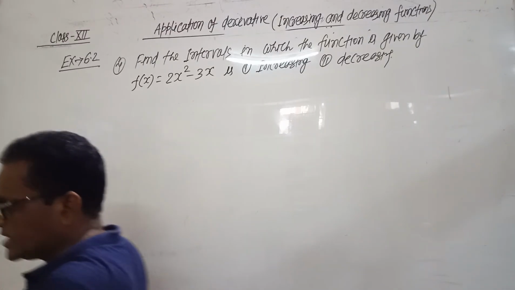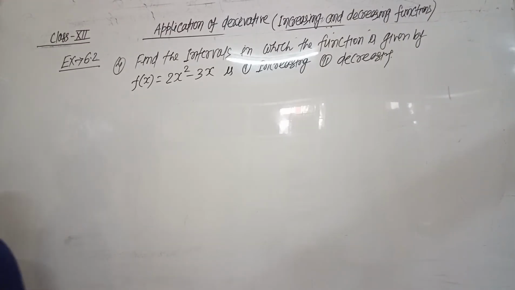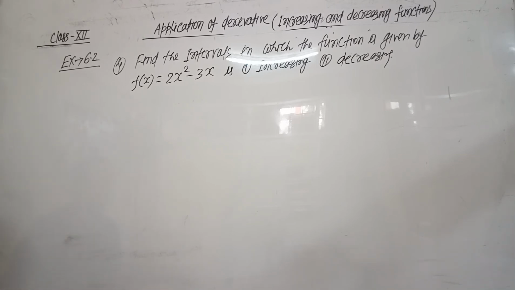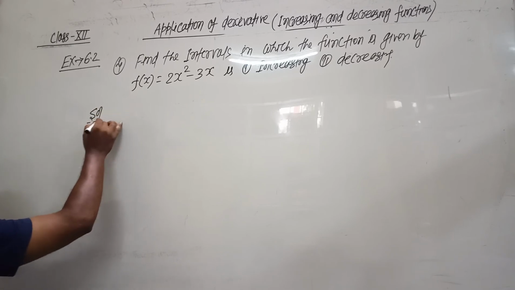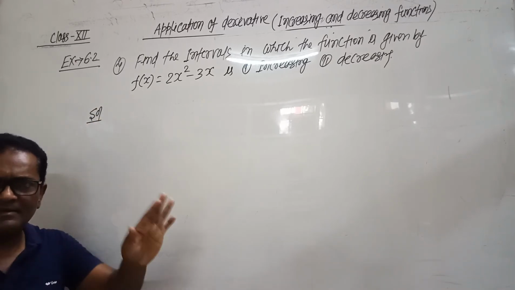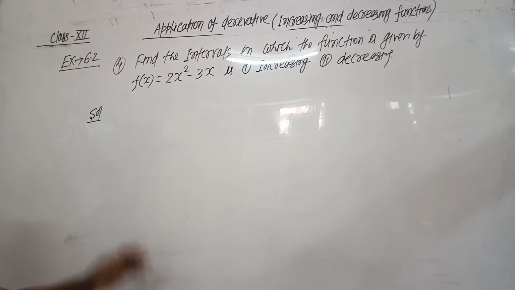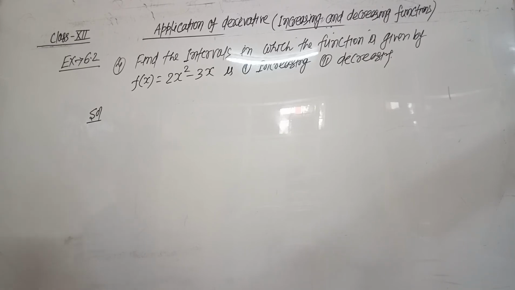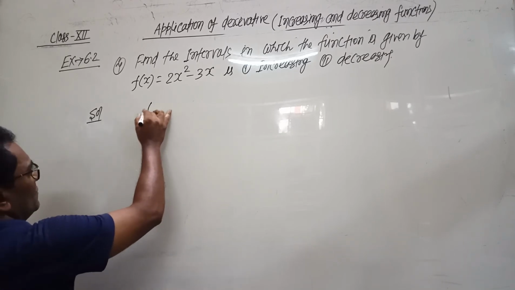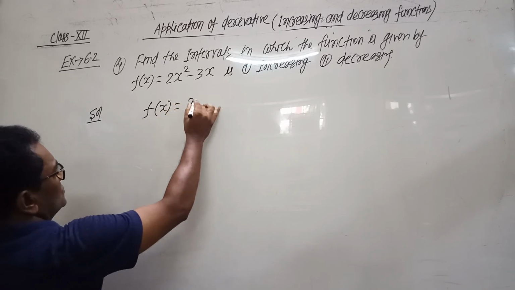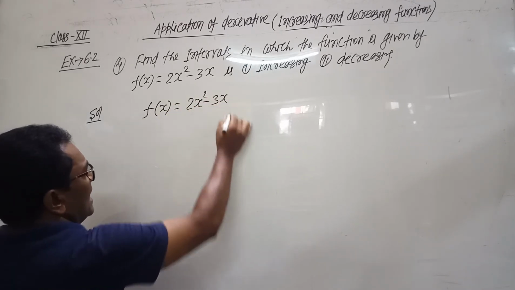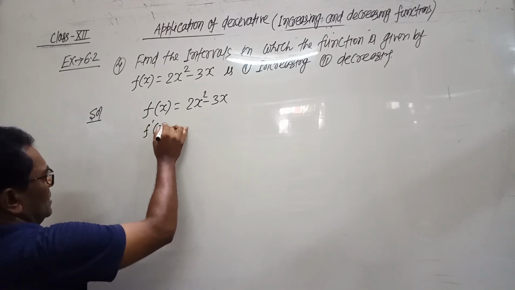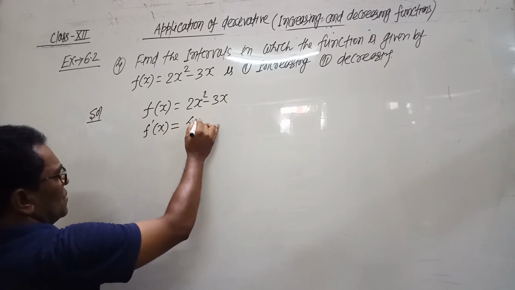So, what is the method for finding the interval? This concept we will try to understand by the question. If we have to find the intervals in which the function is increasing and decreasing, firstly we write the function f x equals 2x square minus 3x, and then we differentiate it. We will find f dash x. So f dash x equals 4x minus 3.